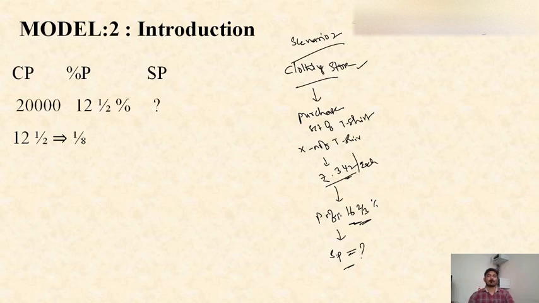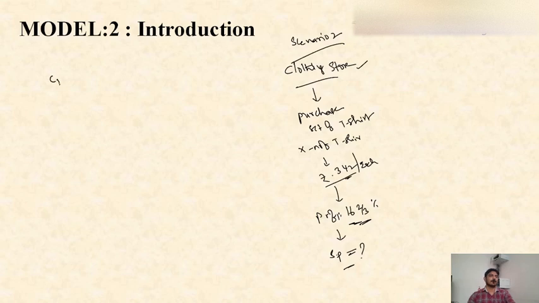Let us consider the cost price here. What is the cost price? 342 here. And what is the profit percentage we are earning here? The profit is 16 2 by 3 percentage. And we need to find the selling price here.